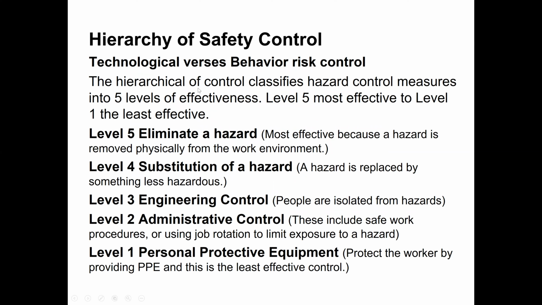The hierarchy of control classifies hazard control measures into 5 levels of effectiveness. Level 5 is the most effective, and level 1 is the least effective. Level 5 is to eliminate hazards. This is the most effective because a hazard is removed physically from the work environment. So, eliminate a hazard.